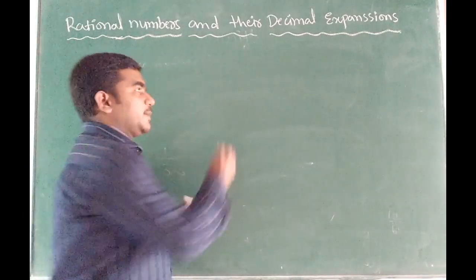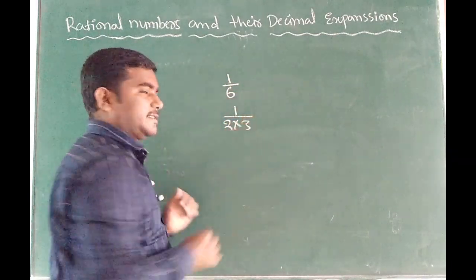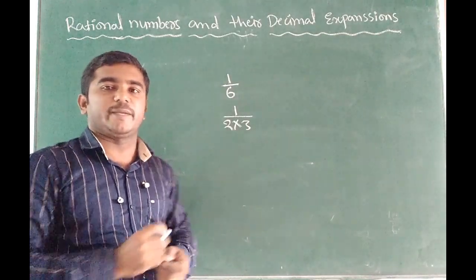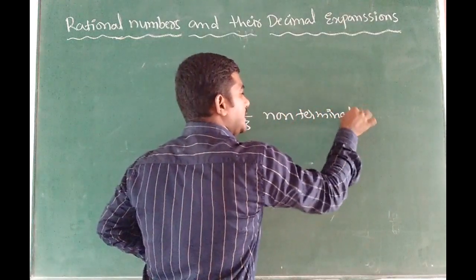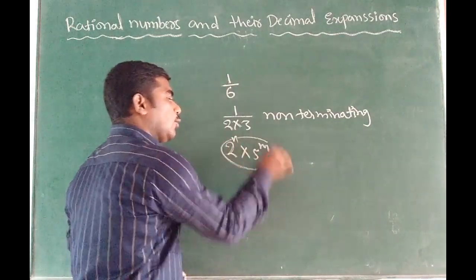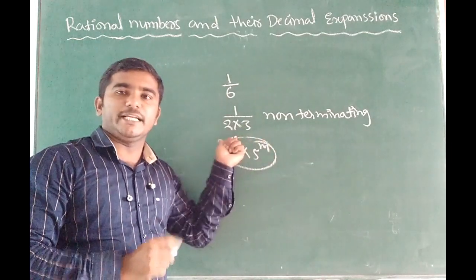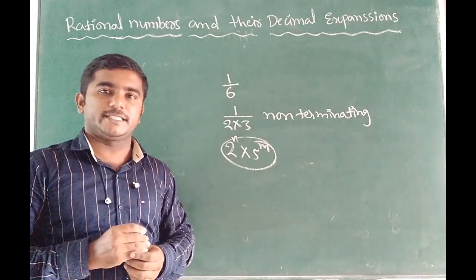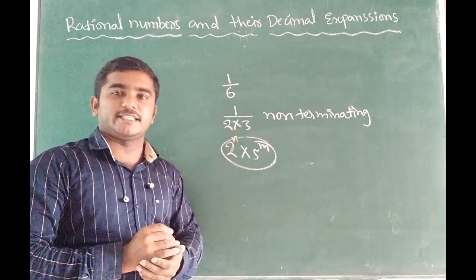I am taking one more example. Suppose you take 1 by 6. What are the factors? 2 and 3 are the factors. Is it terminating or non-terminating? It is non-terminating. Why? Because what is our formula? 2 power n into 5 power m. Only 2 or 5 should be the factors. Here 2 is there, but an extra 3 is also there. Only if 2 and 5 are the factors does it terminate.